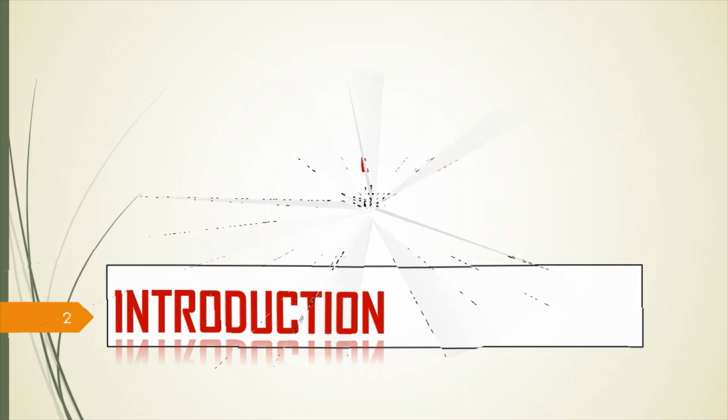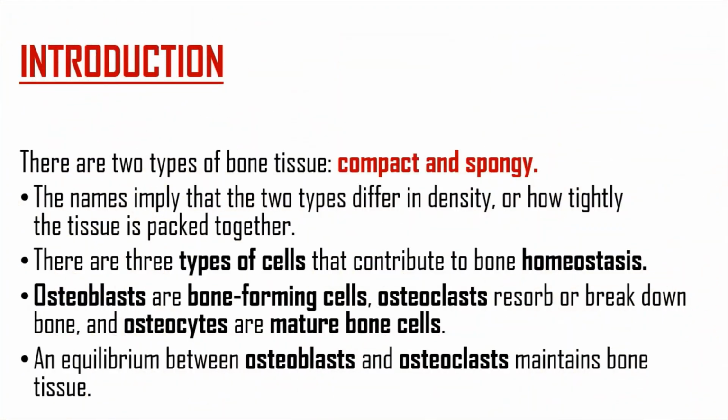Let's have a little bit of introduction even before we look at the histological slides. Bone is a specialized connective tissue. This you must know. There are two types of bone tissue, which are the compact bone and spongy bone. The two names imply that the two types differ in density and how tightly the tissue is packed together. As you are going to see, compact bone is tightly packed together and spongy bone just has trabeculae. It's not tightly packed together.